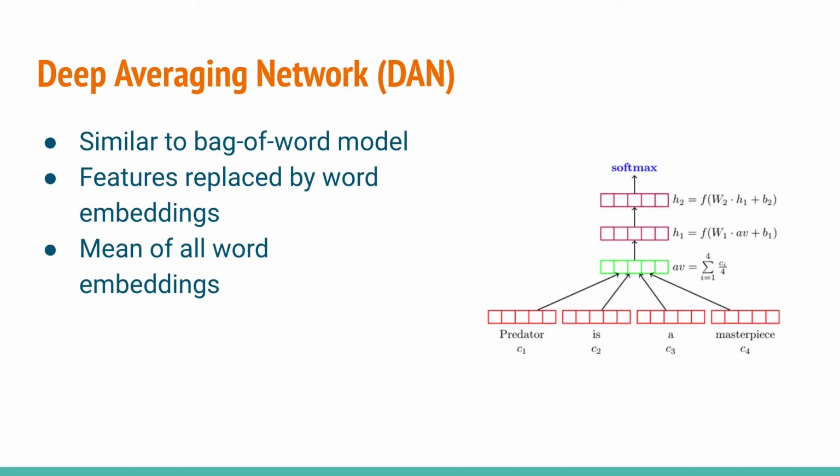First, the baseline models used in this project. The first one is the deep averaging network, a model that is similar to the bag of words, where the bag of words features are replaced by word embeddings. Then a mean of all the word embeddings is calculated, and the resulting vector can be fed to one or more nonlinear layers before a final softmax layer if doing classification.